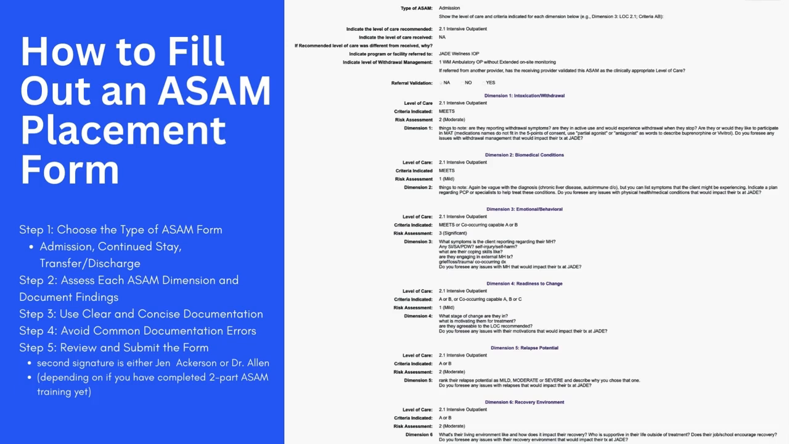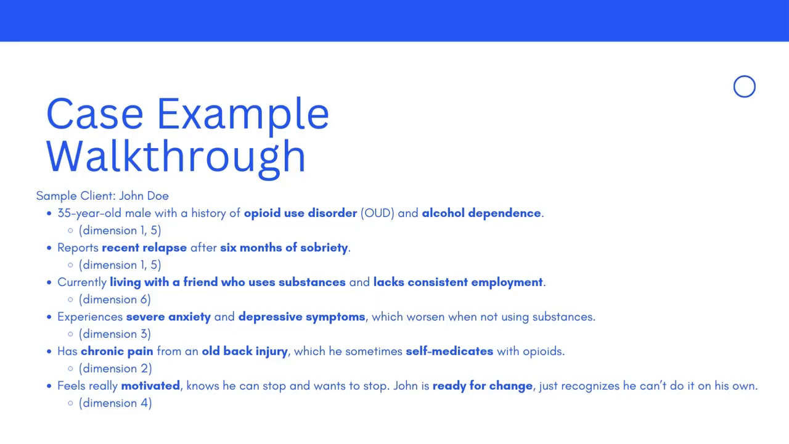So now that we've covered how to complete the ASAM form, let's walk through a real case example to see this process in action. So we've got a sample client, his name's John Doe. Couldn't think of anything more creative. He's a 35-year-old male with a history of opioid use disorder and alcohol dependence. He reports a recent relapse after 6 months of sobriety. He's currently living with a friend who also uses substances and lacks consistent employment. He experiences severe anxiety and depressive symptoms, which worsen when not using substances. He has chronic pain from an old back injury, which he sometimes self-medicates with opioids.